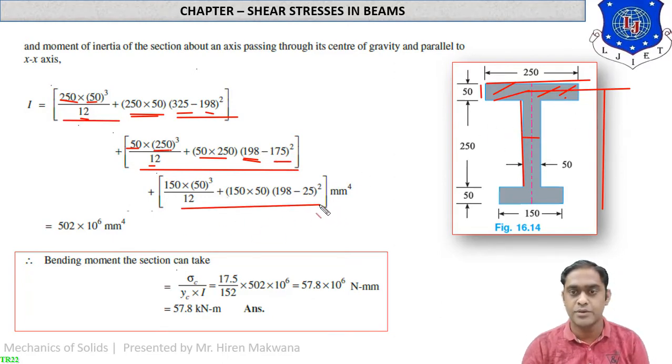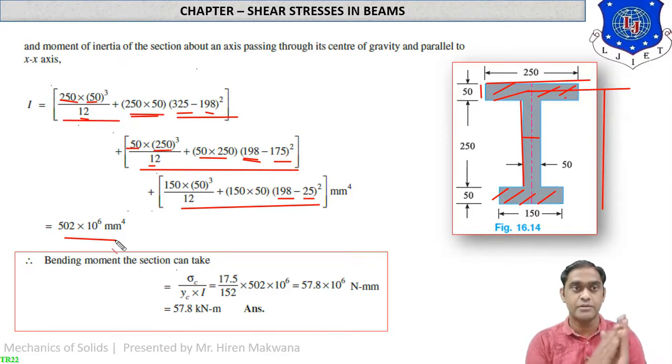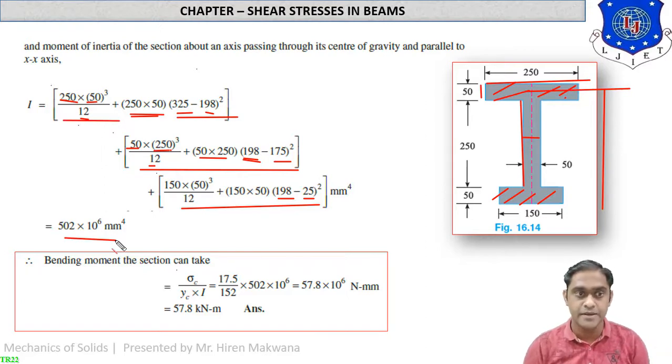Similarly, for the third part, you can calculate for this rectangle. B is 150 and depth is 50. And here it is Y bar minus Y3. So the final answer is 502 into 10 raised to 6 mm raised to 4. Hence we can calculate the moment of inertia. In the previous numerical, we directly took the moment of inertia, but in this numerical, we find the moment of inertia by this method. You can find the moment of inertia in the previous numerical also according to this method.